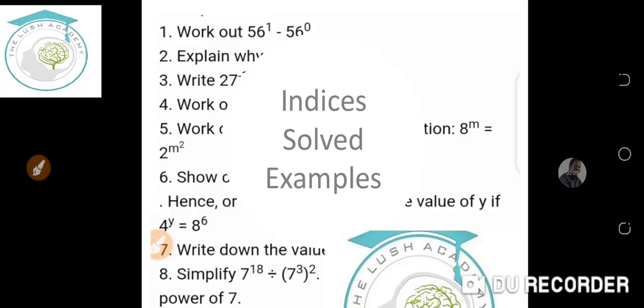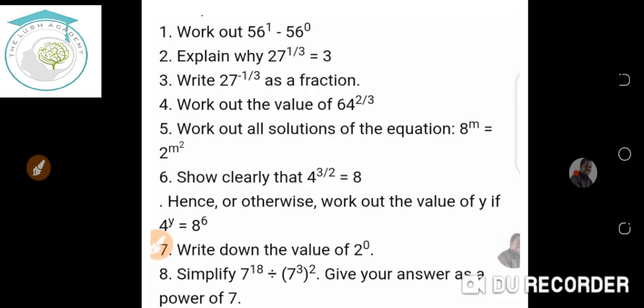Hello, like I told you, I'll be back to solve some examples with you. Now that you've gone through that video very well, we're going to be using those laws to solve some of these problems. We have a whopping 8 questions here, and we're going to make things as fast as possible. Number one says, work out 56 to the power of 1, take away 56 to the power of 0.